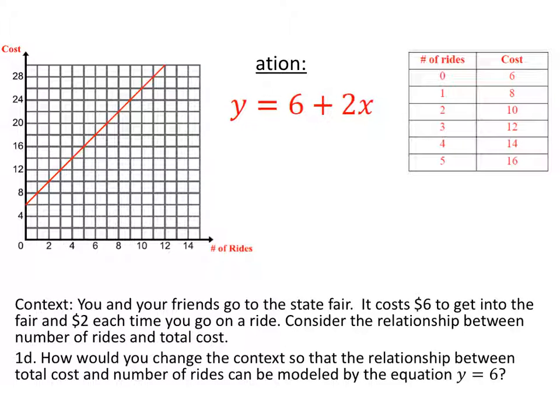1d, how would you change the context so that the relationship between total cost and number of rides can be modeled by this equation, y equals 6? Take 1 minute and talk about that with your neighbor. Yep, you have to pay $6 to get into the park, and then the rides are free. Again, they've taken away the unit rate, which was $2 per ride. So we're not even multiplying it by x, it's just y equals 6. Y is the cost, by the way. So it should help us understand the cost is $6, and there's no way to change that value. So on this one, it's just $6 to get in the park, and then rides are free.